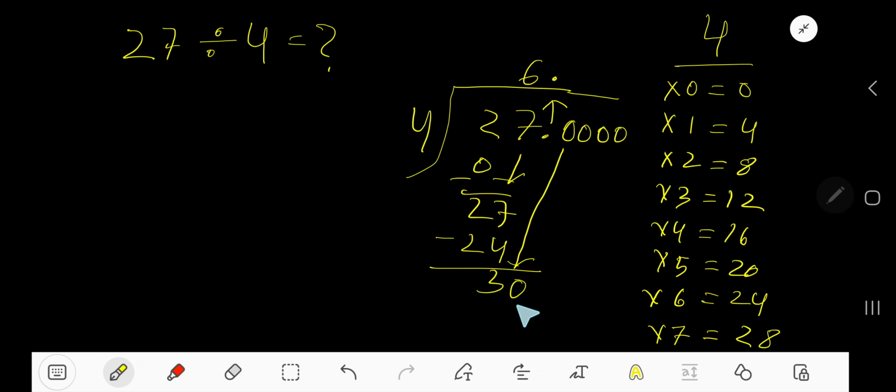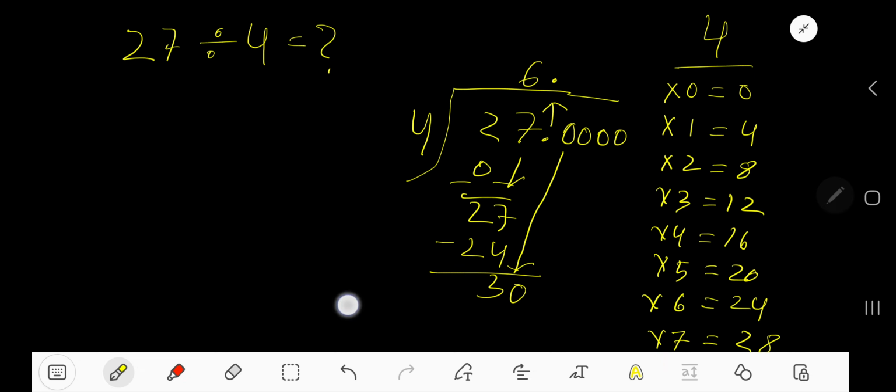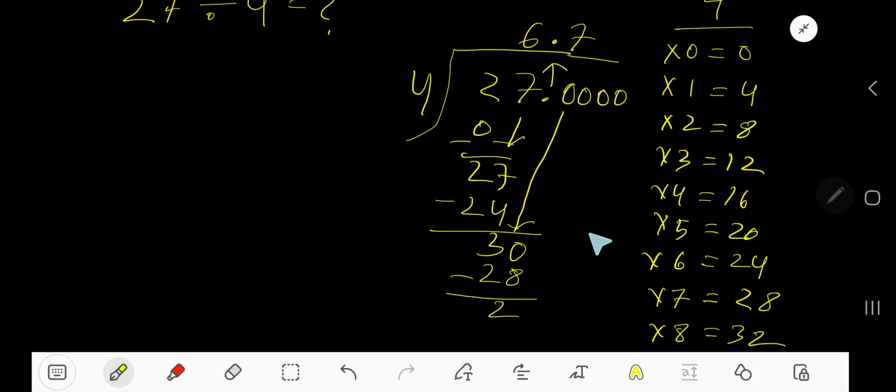4 goes into 30 how many times? 8 times is 32, which is greater, so 7 times, that gives us 28. Right, 7 times 4 is 28. Subtract, and bring down this 0.